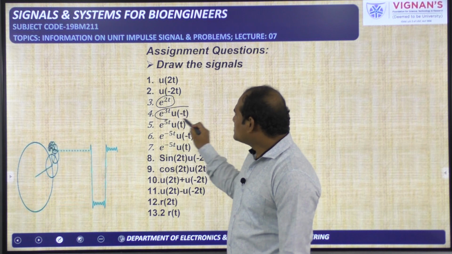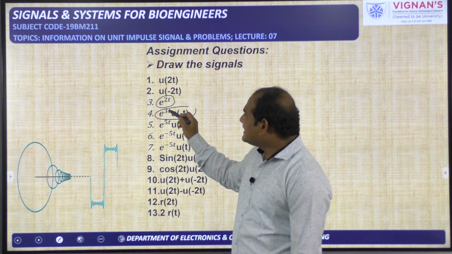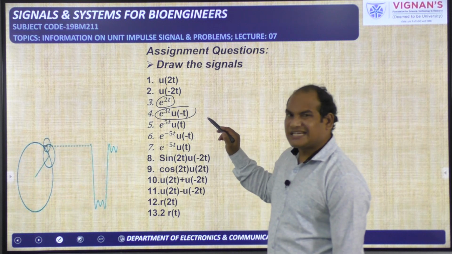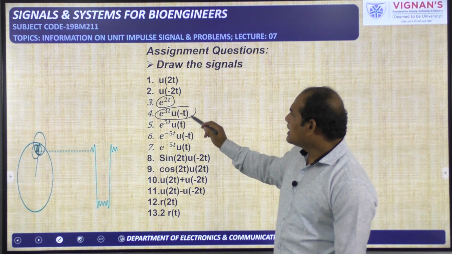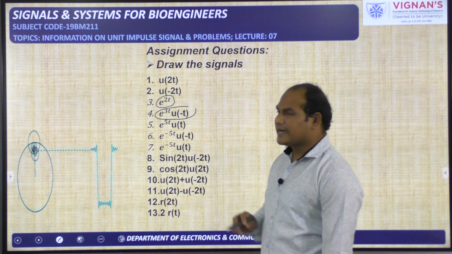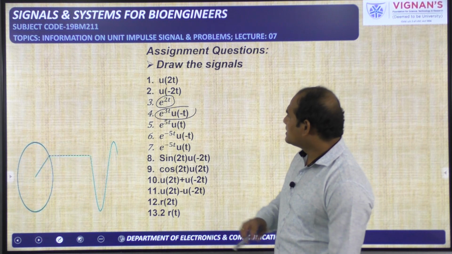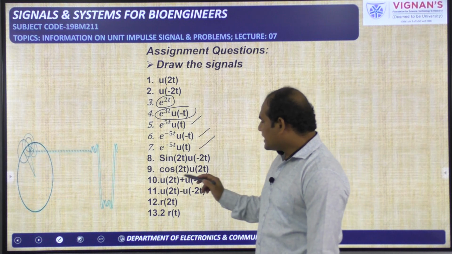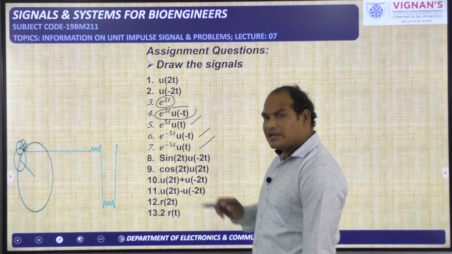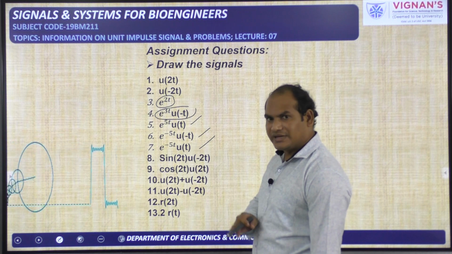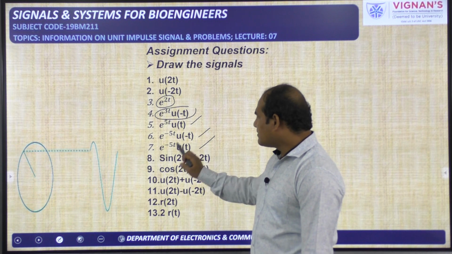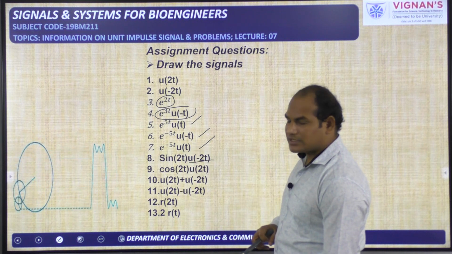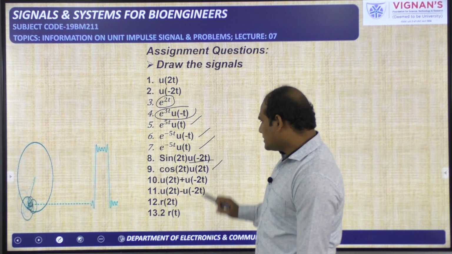And then here you see e power 3t should be done on both sides. Then you know what is u of minus t, that is a time reversal version of u of t, and those two signals should be multiplied to each other. That means amplitude should be multiplied. Then sin 2t, actually it is available from minus infinity to plus infinity. Sine signal is available from minus infinity to plus infinity. That signal is multiplied with u of minus 2t. Then it is also the same thing.